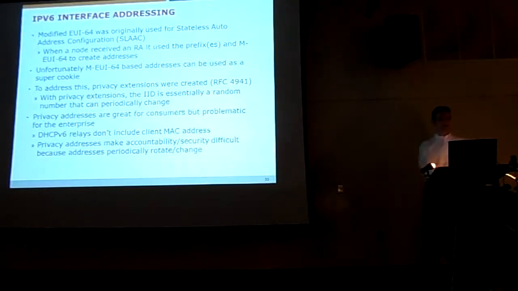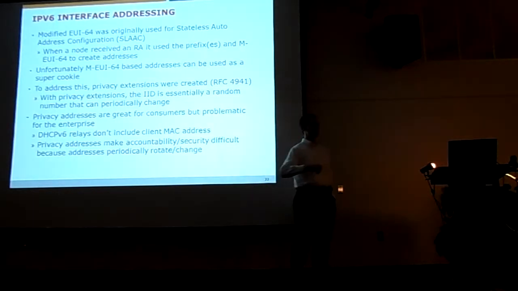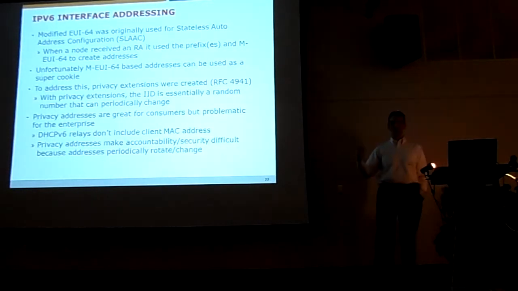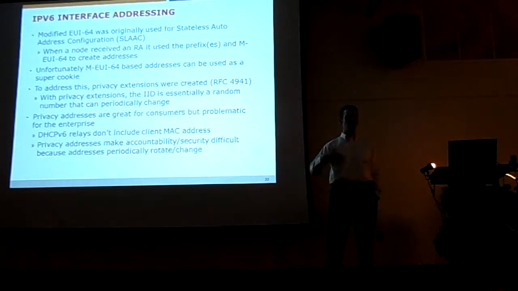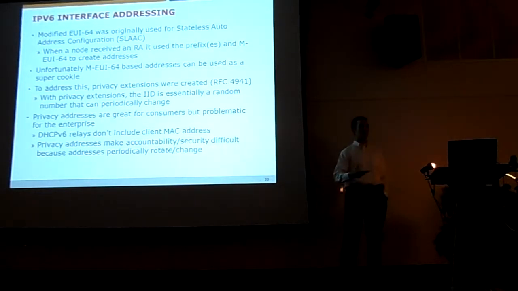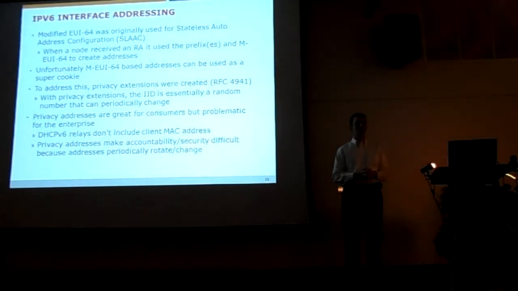Oh yeah, and then of course, one more nice thing about the privacy address is that DHCPv6 was changed so that by default the client no longer uses the MAC address. They use what's called a DUID, DHCP unique identifier. So in the current DHCPv6 spec, you don't know what the client MAC address is unless your DHCPv6 server happens to be on the same subnet, right?